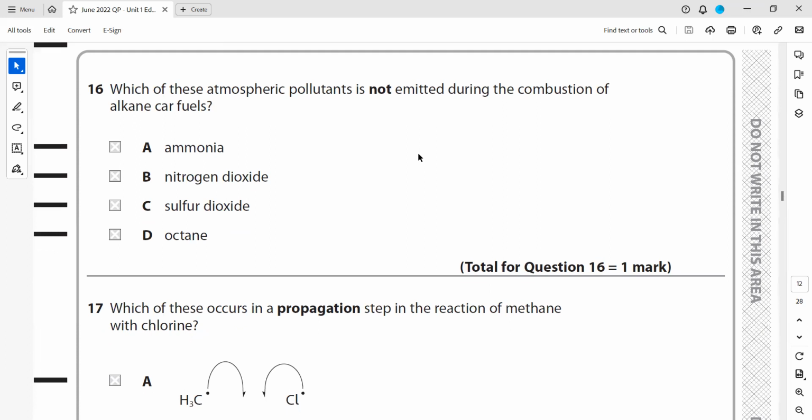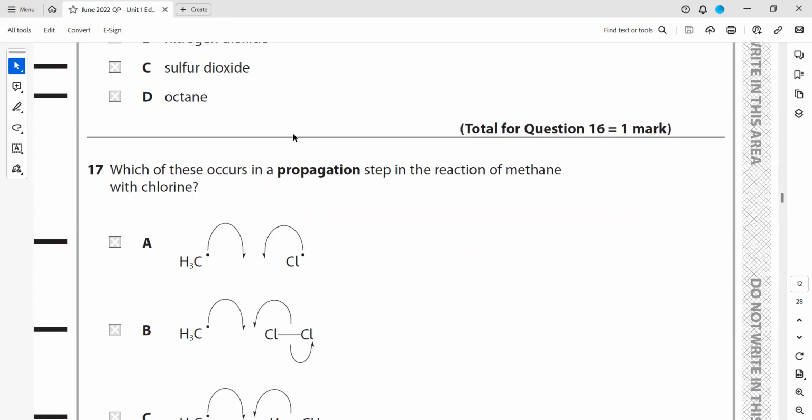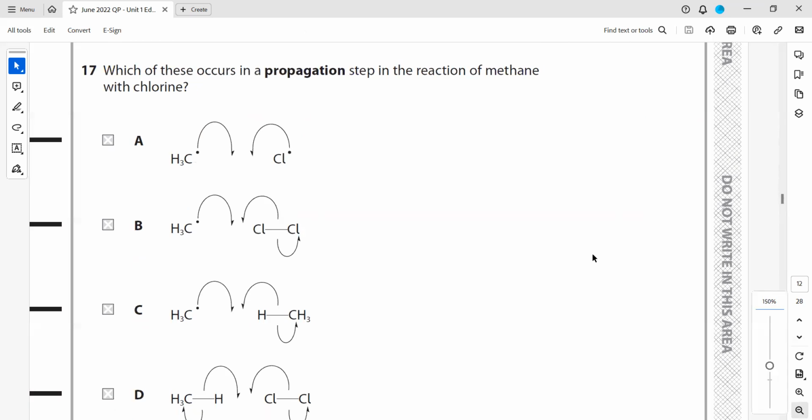Which of these atmospheric pollutants is not emitted during combustion? In combustion, it produces oxides of nitrogen when nitrogen reacts with oxygen. Some trace of sulfur is there, so sulfur dioxide is also produced. Octane, unburned carbon, petrol is also released, but ammonia is not there. Ammonia is produced when nitrogen and hydrogen react in the presence of iron as a catalyst, under very high pressure. But combustion of petrol does not produce ammonia.